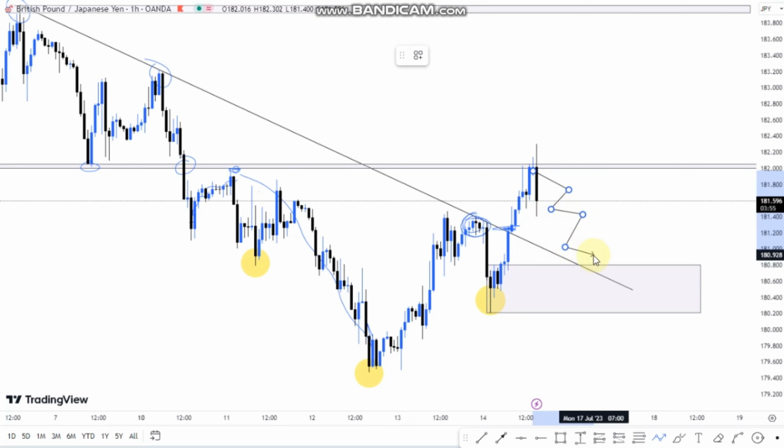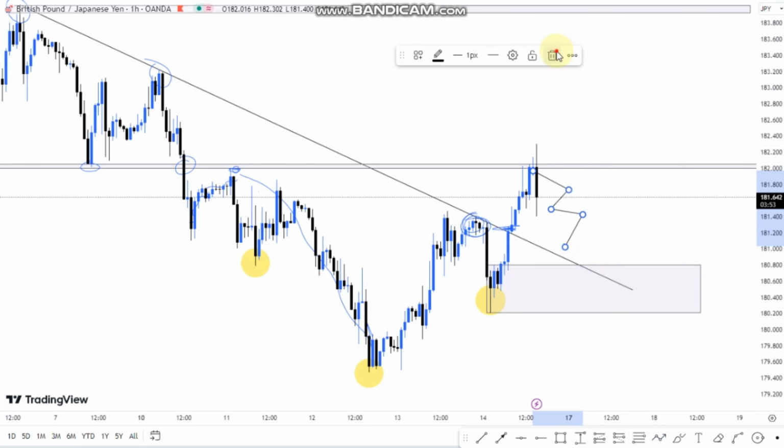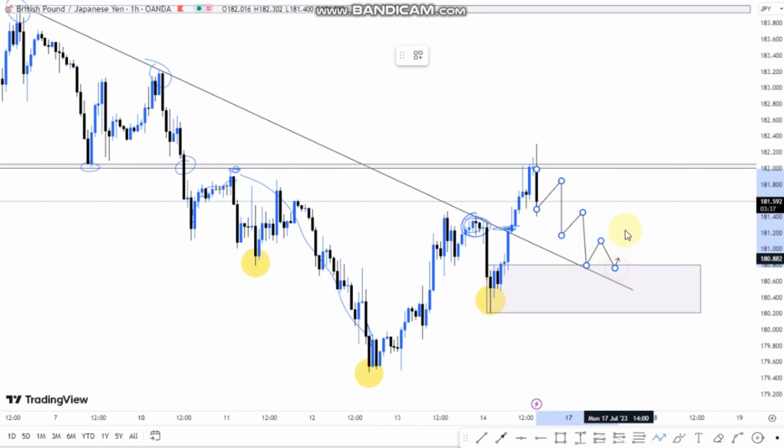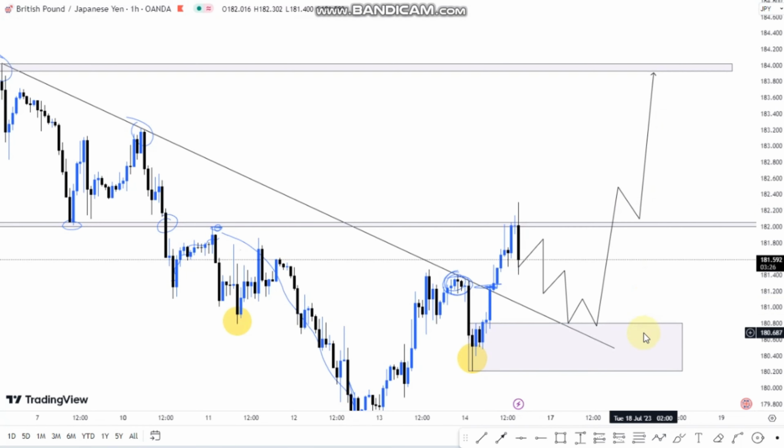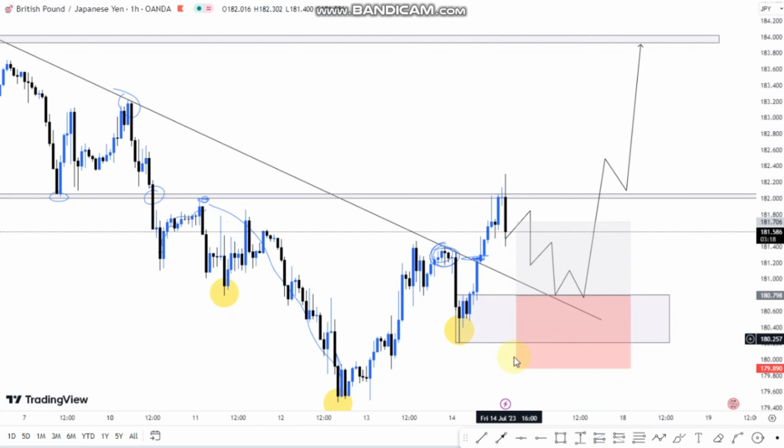Some simple consolidations. Sorry, I'll just keep this clean. We have something like boom, boom, boom, then to break this, retest, and a further upper move. This is what we expect on GBPJPY in the coming weeks, guys. So I'll just mark this here. This is what we expect in the coming weeks, guys.